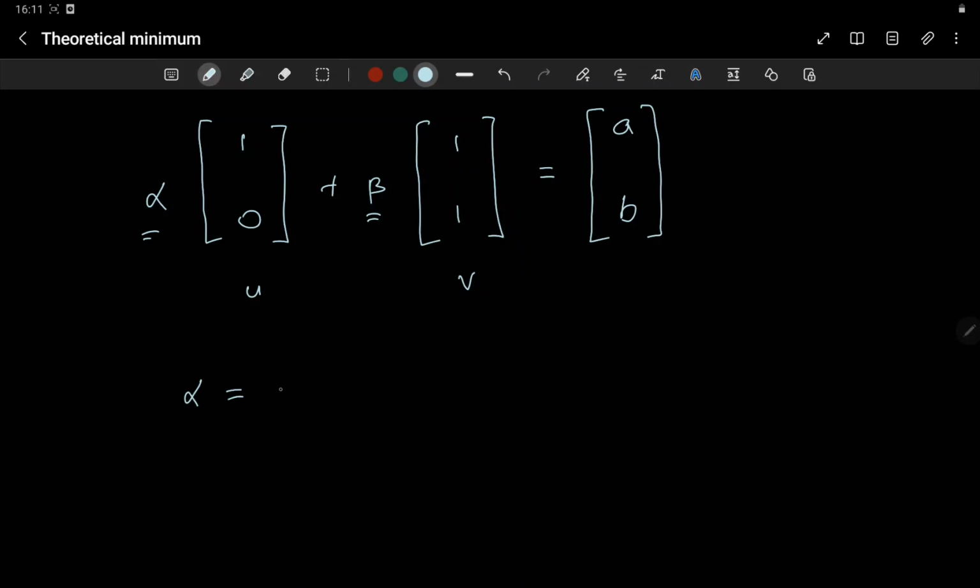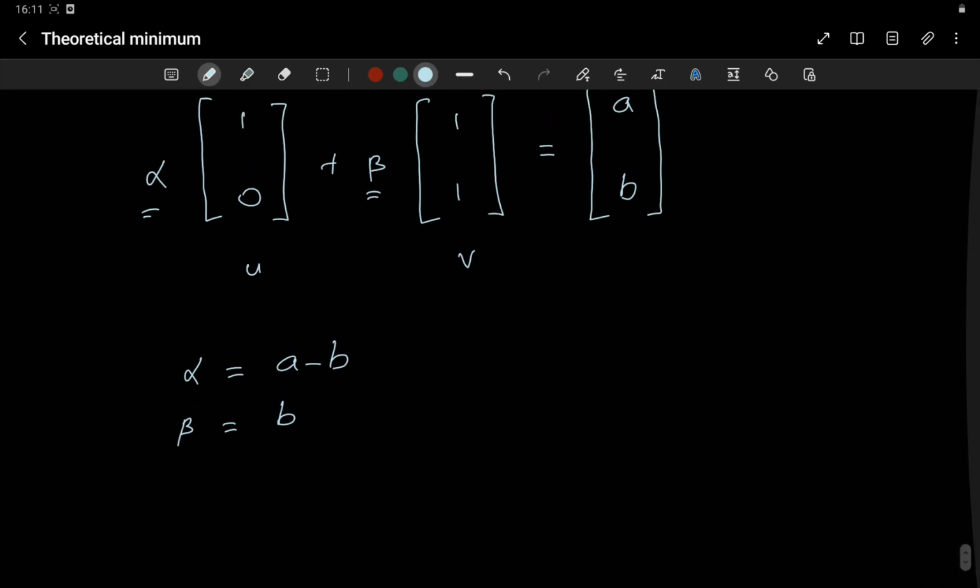Alpha is equal to a minus b and beta is equal to b. Okay. So a minus b, right, plus b, so that it will be a, and then this is just b. Okay, fine.